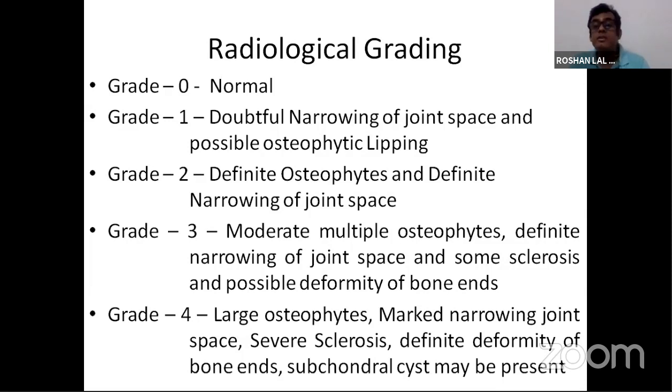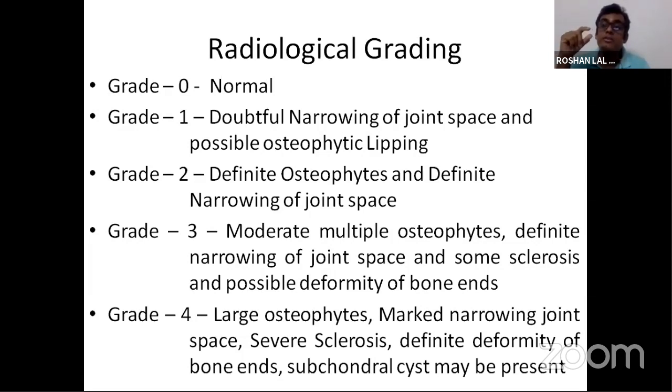And possibly you can see the osteophytic changes. Possibilities are there that osteophytes will be there, but not sure. So grade 1 is very uncertain or doubtful, but joint space is reduced. On grade 2, definitely osteophytes are there, and definitely the joint space is decreased. You will see reduced joint space and osteophytes on the unshared areas, especially in the peripheral structure.